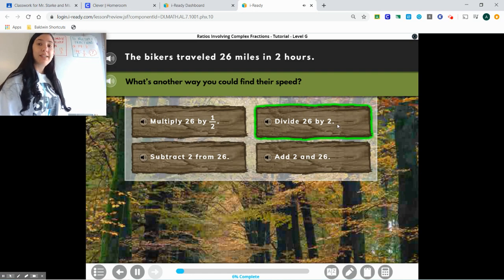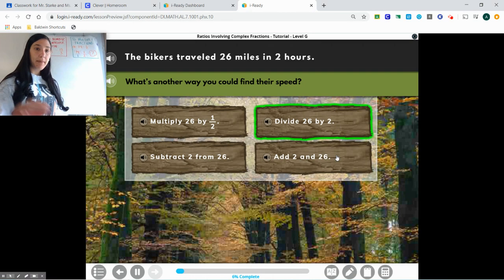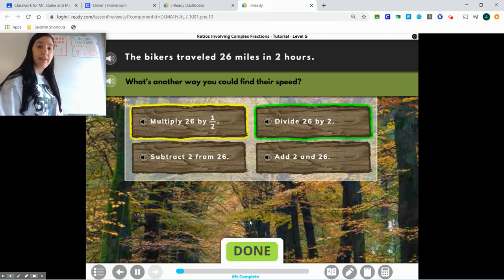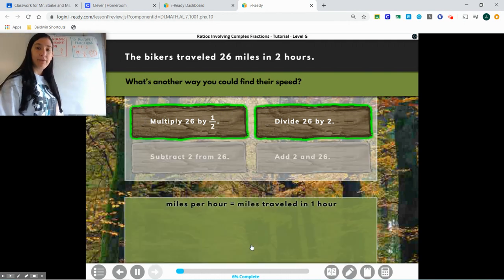Dividing by 2 is the same thing as multiplying by the reciprocal. The reciprocal of 2, remember, we flip it. So 2 is really written as 2 over 1. But we don't have to write that because we know every whole number in the whole world is written over 1. But if we were to flip that and find the reciprocal of 2, it would be 1/2. So we can also multiply by the reciprocal, which would be 1/2.